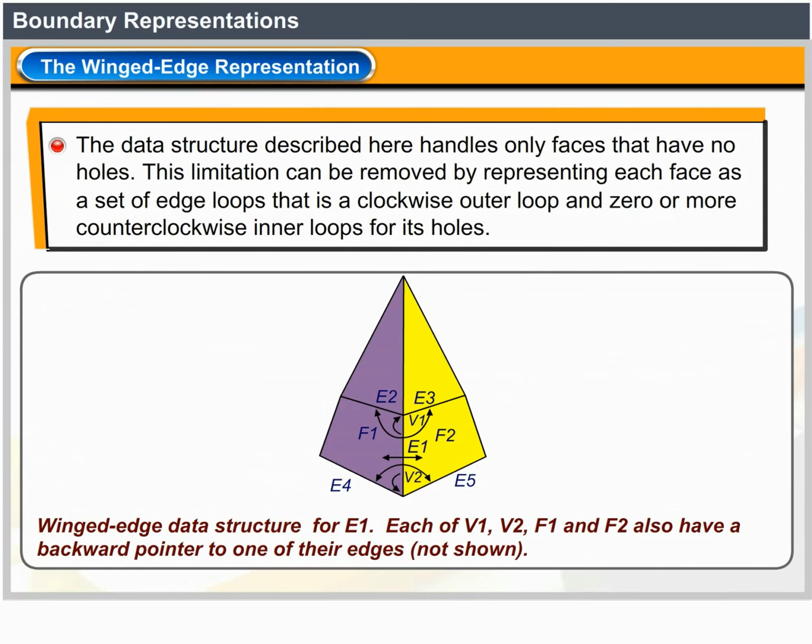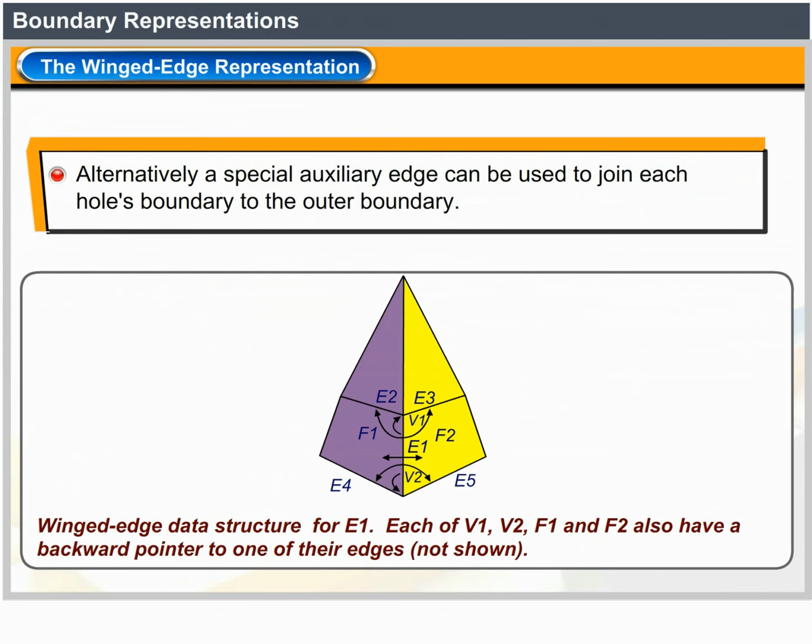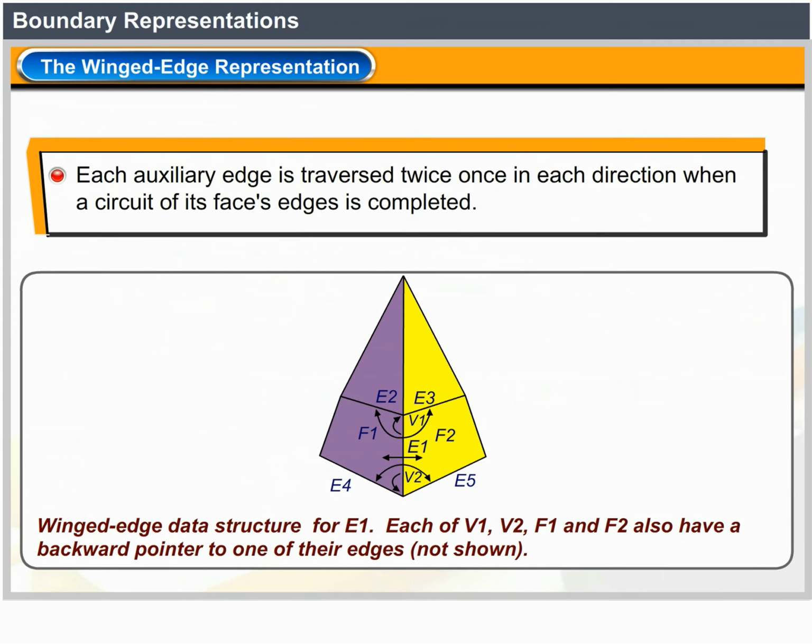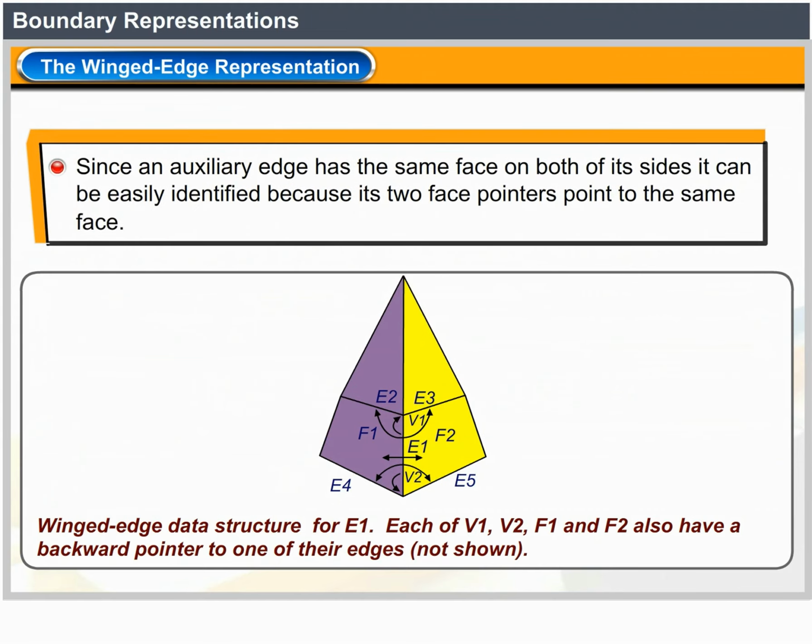Note that the data structure described here handles only faces that have no holes. This limitation can be removed by representing each face as a set of edge loops, a clockwise outer loop, and 0 or more counterclockwise inner loops for its holes. Alternatively, a spatial auxiliary edge can be used to join each hole's boundary to the outer boundary. Each auxiliary edge is traversed twice, once in each direction, when a circuit of its faces' edges is completed. Since an auxiliary edge has the same face on both of its sides, it can be easily identified because its 2 face pointers point to the same face.